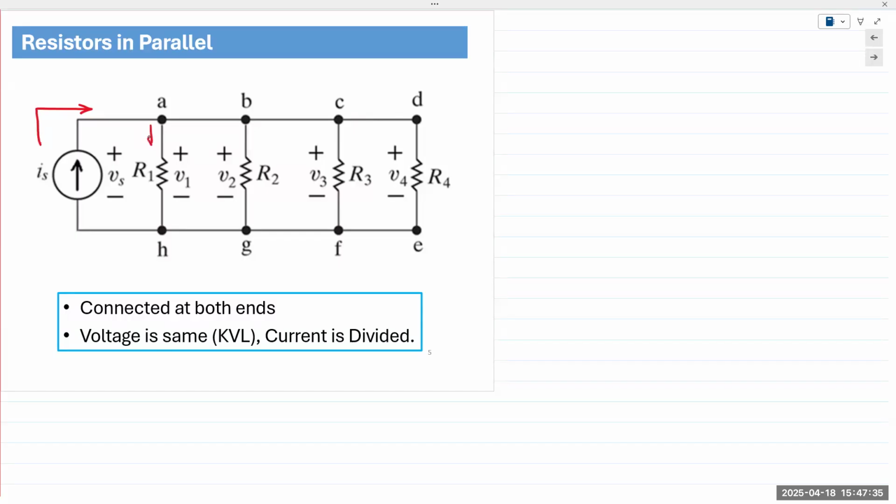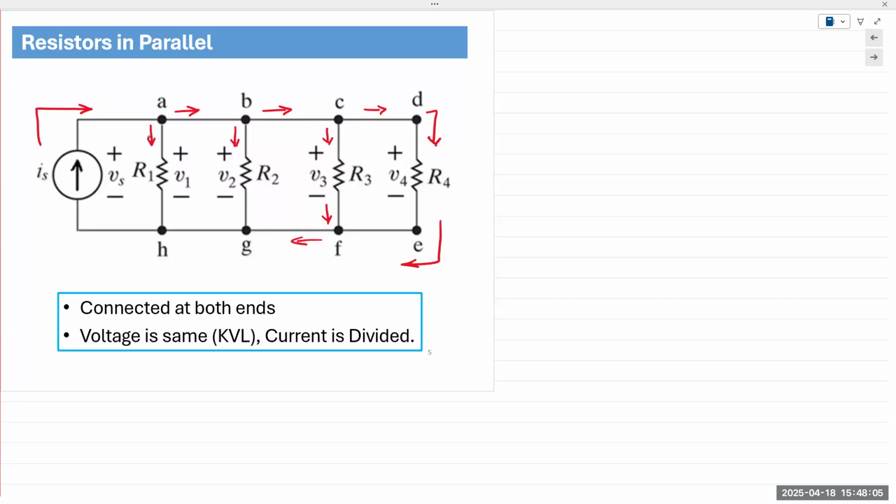Some of it goes down R1, some of it goes down B. When it hits point B, some of it's going to go here, some of it's going to go there. It's going to keep on splitting. Then it makes a right turn, goes through R4. That current comes through here. IR3 comes down, merges with IR4.